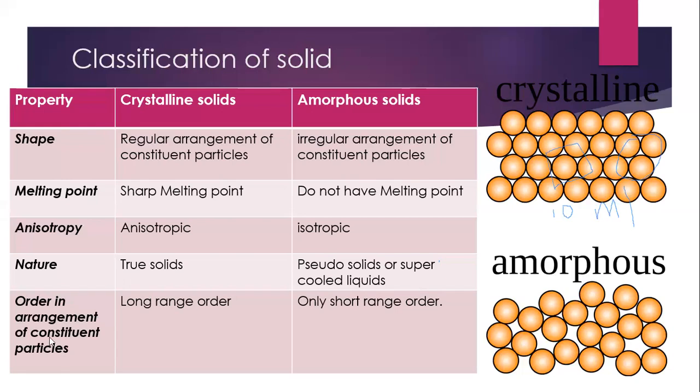Order in arrangement of constituent particles. All crystalline solids have a long range order. Why? Because constituent particles are arranged in a regular pattern. But if we talk about the amorphous, they form a short range order due to irregular arrangement of the constituent particles. Regular arrangement नहीं होता है इसलिए वो short range order होते हैं. But crystalline में regular arrangement होने की वजह से they have a long range order. So this is the distinguishing point for crystalline and amorphous.